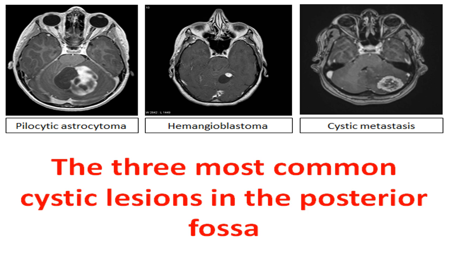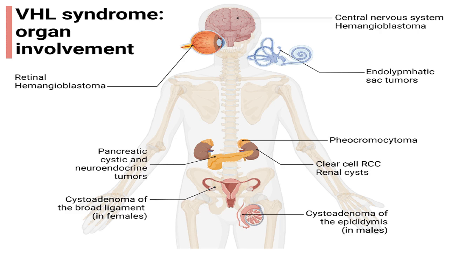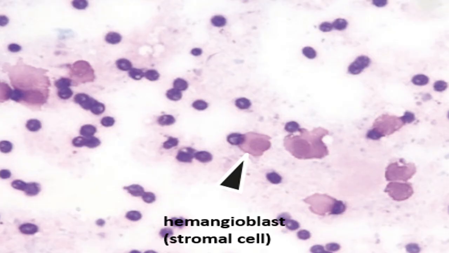Approximately 25% of hemangioblastomas are associated with von Hippel-Lindau disease, which we will discuss in this lecture. The cell of origin, as the name of the tumor shows, is the hemangioblast.